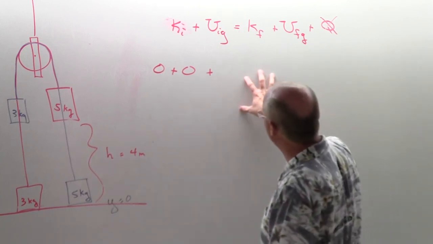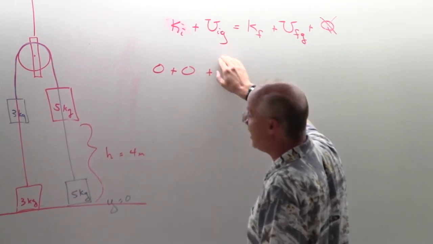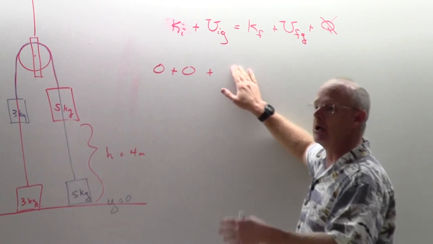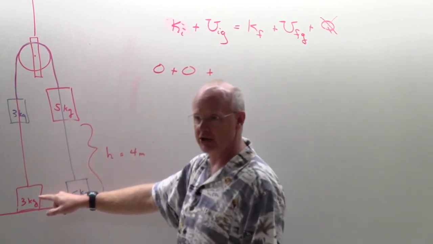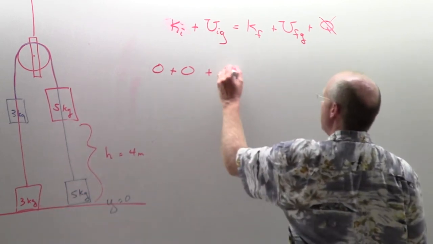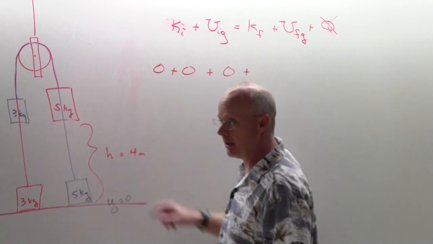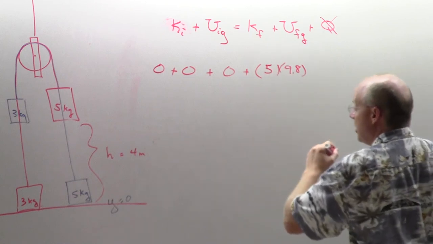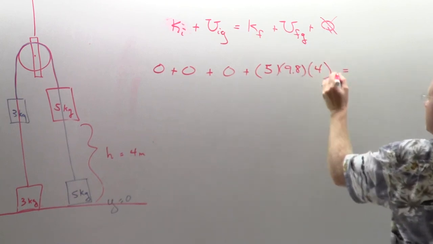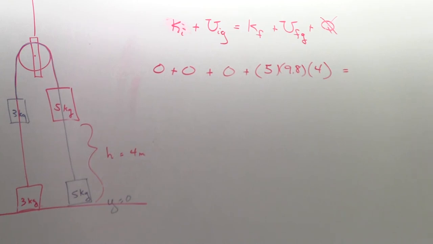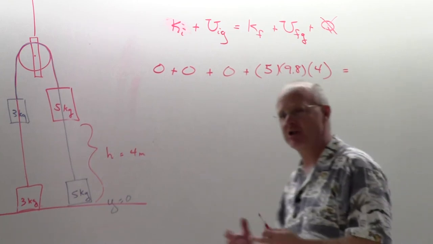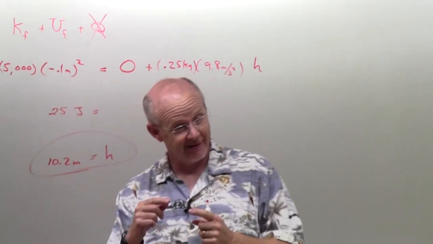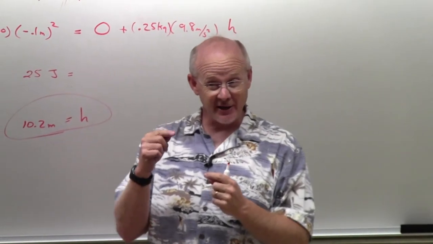Okay, so then as we jump over here and actually do these, again, I want to emphasize, don't we have to do it twice? Don't we have two objects as part of our system? So what's the gravitational potential energy of the three? Zero. And then gravitational potential energy of the five would be its mass times g times its height of four. And maybe just for fun, I'll ask, wait a minute, is it four from the bottom of the object? Top of the object? Middle of the object?